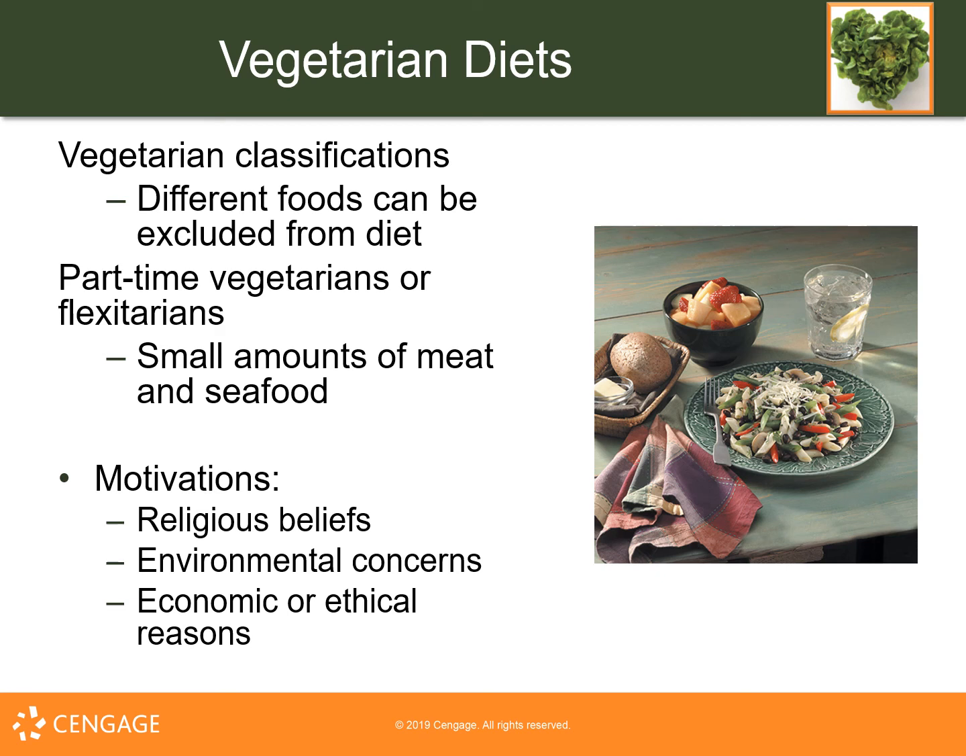You also have people who might consider themselves part-time vegetarians or flexitarians, and these people may consume small amounts of meat and seafood. Motivations can potentially include things like religious beliefs, environmental concerns, as well as economic or ethical reasons. In general, vegetarian diets are regarded as healthy when they include a variety of whole grains, fruits and vegetables, legumes, nuts, and seeds. They typically contain a lot of complex carbohydrates, fibers, vitamins and minerals, etc.